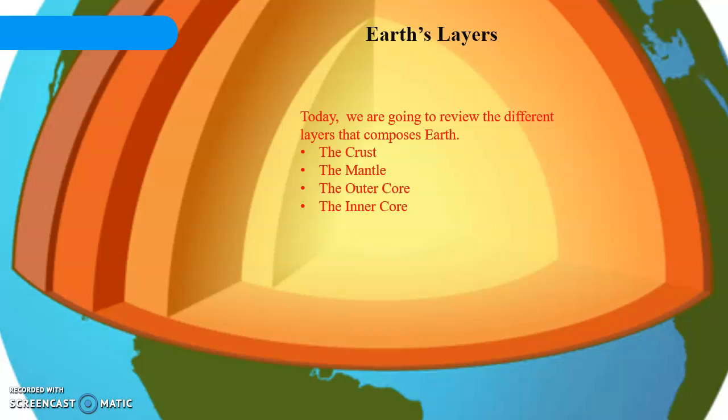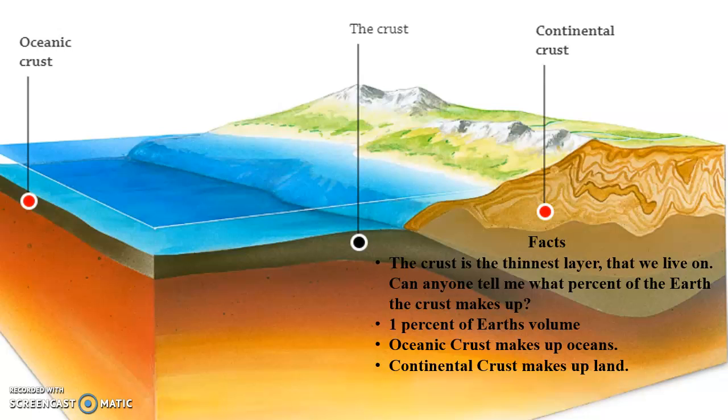Today, we are going to review the different layers that compose Earth. The crust, the mantle, the outer core, and the inner core. The crust is the thinnest layer of the Earth. It has an average thickness of about 18 miles below land and around 6 miles below the ocean. The crust is the layer that makes up the Earth's surface, and it lies on top of the harder layer called the mantle. Together, the crust and the mantle form the Earth's outer shell.